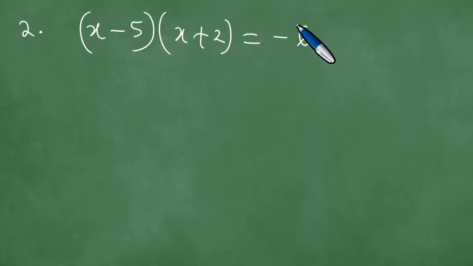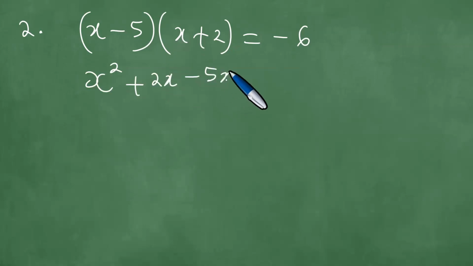At this point we can have a couple of suggestions. Let's first multiply x by x. What is x times x? It is x squared. Then we have x times 2, which is 2x, minus 5 times x, minus 5x. I'm happy that you are participating. Minus 5 times 2? We get negative 10, equals minus 6.